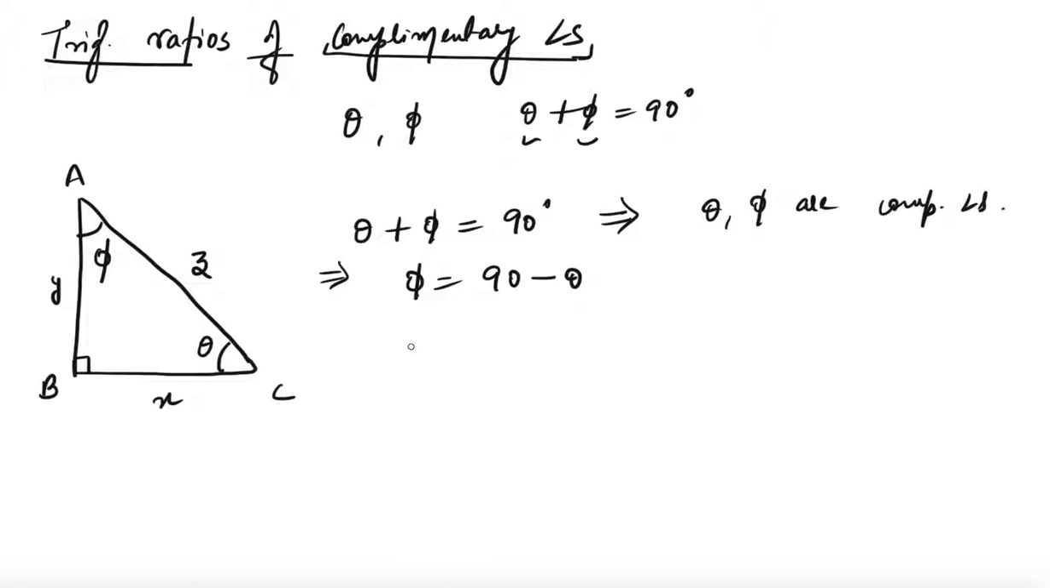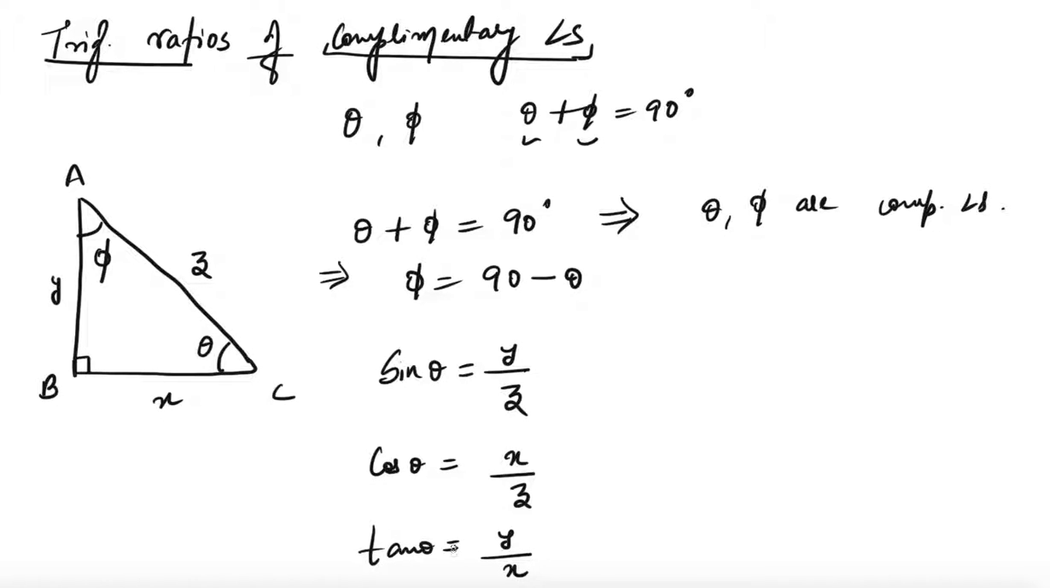Now let us talk about trigonometric ratios of theta. I know that sine theta is perpendicular by hypotenuse. With respect to this theta, my perpendicular has a length of y and hypotenuse has a length of z. So sine theta becomes y by z. Similarly, cos theta becomes base by hypotenuse, that is x by z, and tan theta becomes perpendicular by base, that is y by x, and similarly the other three trigonometric ratios can be defined.